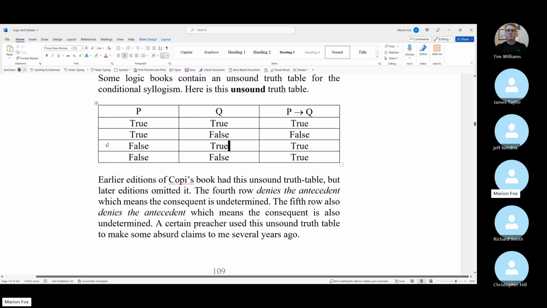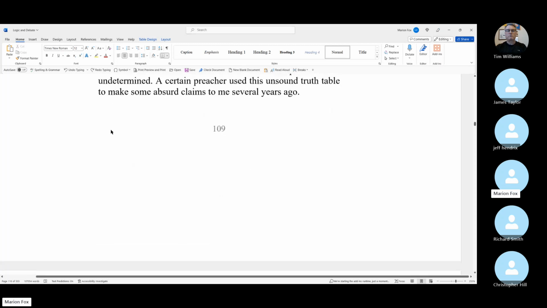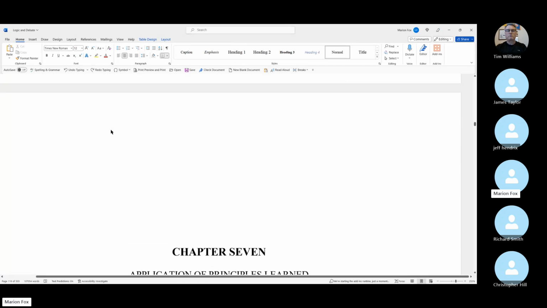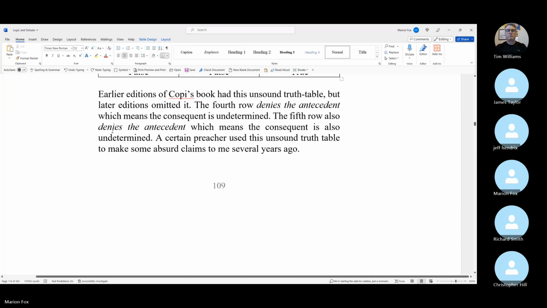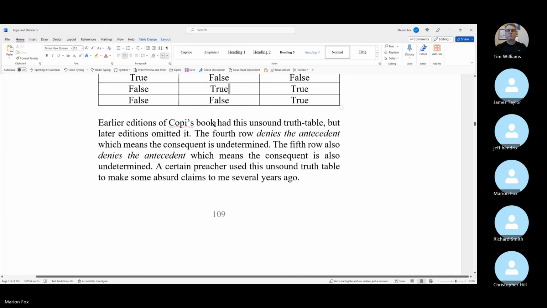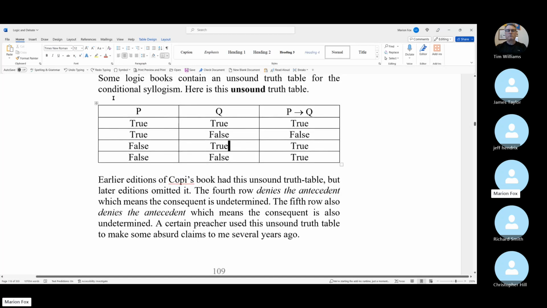The fifth row also does the same thing. It denies the antecedent as well. Because you're denying P, you're saying P is not true. That doesn't tell you anything about Q. So these two rows on this truth table are just a bunch of baloney. All right. Any questions?